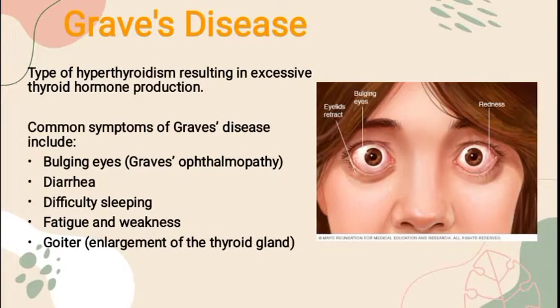The next one is Graves' disease. This Graves' disease is a type of hyperthyroidism resulting in excessive thyroid hormone production. The common symptoms of Graves' disease include bulging eyes, diarrhea, difficulty sleeping, fatigue and weakness, goiter, heat intolerance, irregular heart rate, irritability and mood changes, rapid heart rate, thick or red skin on the shins, tremors, and also unexplained weight loss.